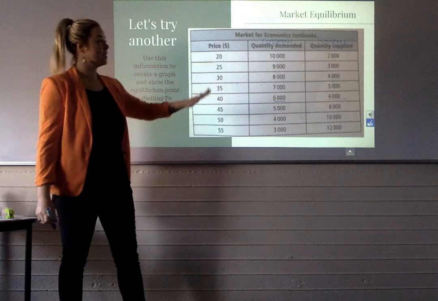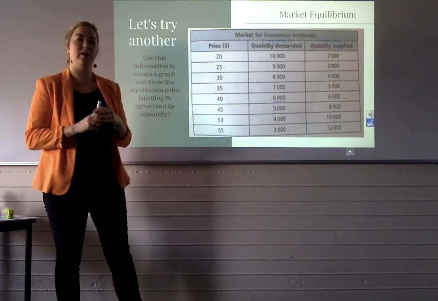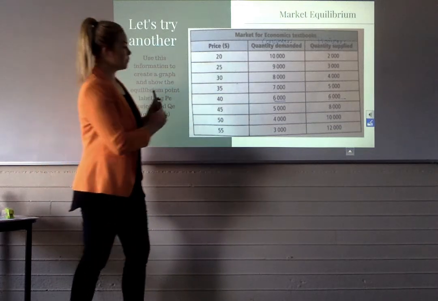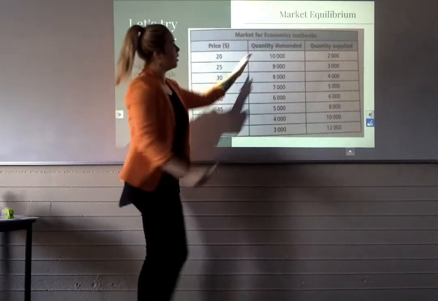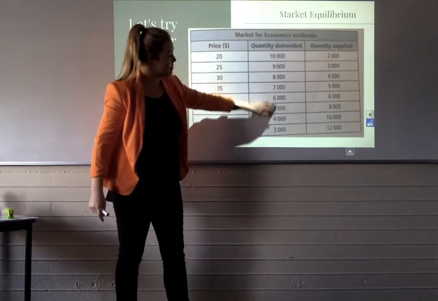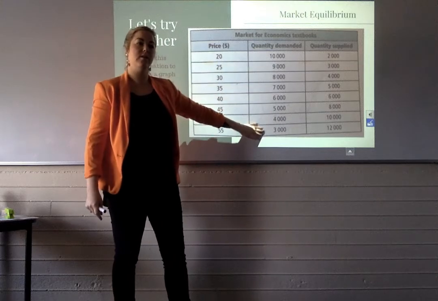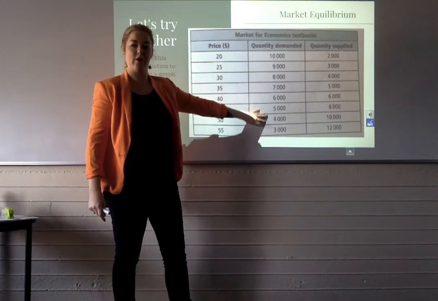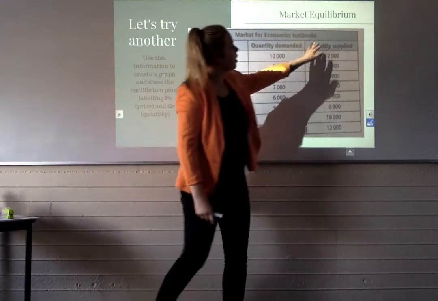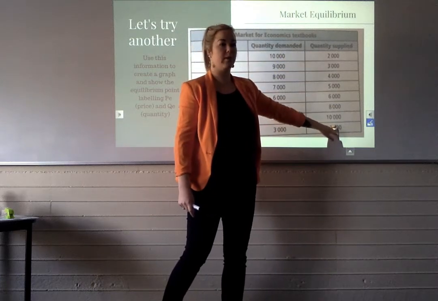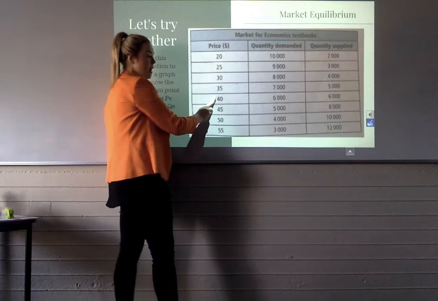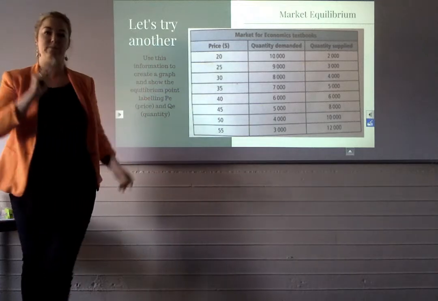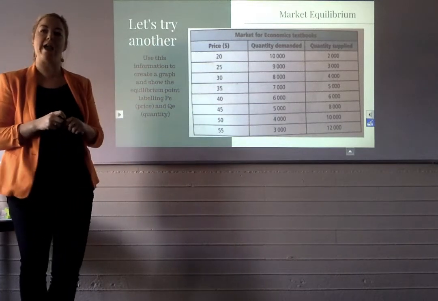We now take this data and we can put it into a graph. When we have a graph, this column, quantity demanded, would give us our demand curve. This column would give us our supply curve. And where they meet in the middle would be at the $40 on the price point, which is on the y-axis.